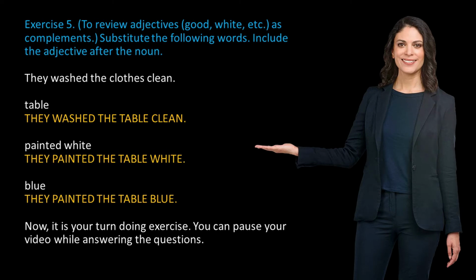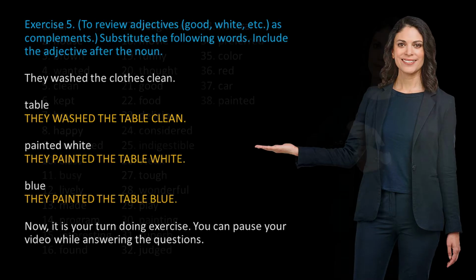Exercise 5. To review adjectives, good, white, etc., as complements. First, you substitute the following words, then include the adjective after the noun. They wash the clothes clean. Table. They wash the table clean. Painted white. They painted the table white. Blue. They painted the table blue. Now, it is your turn to do the exercise. You can pause your video while answering the questions.